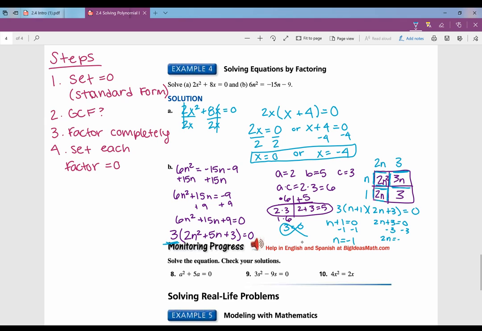So we get 2n equals negative 3. Then we need to divide by 2 so that our n is by itself. So n equals negative 3 halves. So either n equals negative 1 or negative 3 halves. Okay, now I want you guys to try these monitoring progress questions, and then in the next video, I will give you the answers.